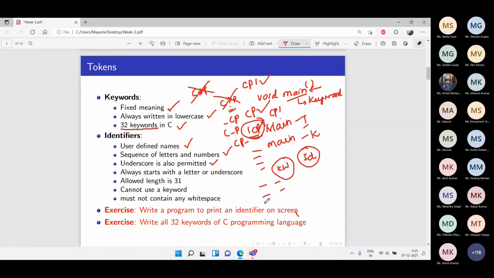Excuse me, sir. So small c and capital C is case sensitive? Yes, case sensitive means what? Sir, these can be used as different variables. Yes, exactly.